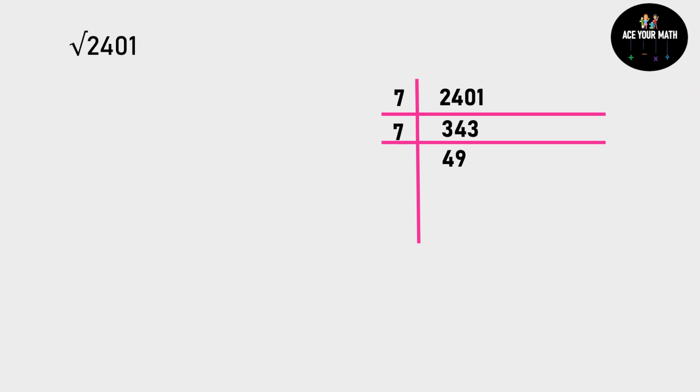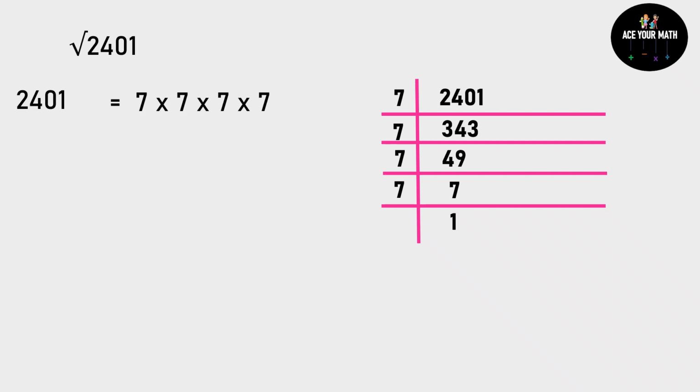Now let's find the square root of 2401. This number is divisible by 7. Divide it by 7, you get 343. 343 is divisible by 7, you get 49. 49, we all know, comes in the 7 table. So dividing 49 by 7 you get 7, and at the end divide 7 by 7 to get 1. So you can write 2401 as the product of these 7s, right?